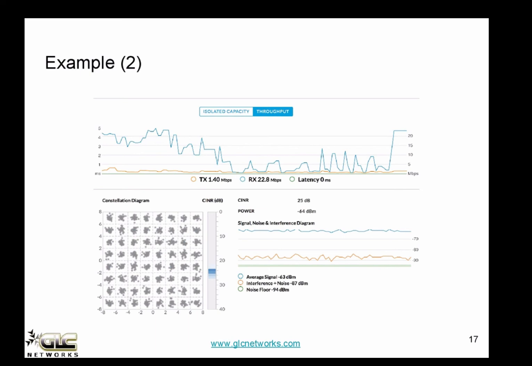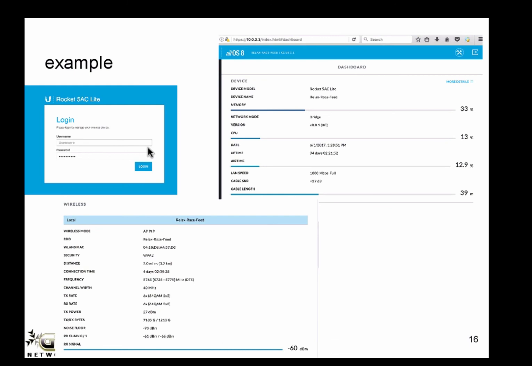Yeah, it is possible. And in this case, they have to use 802.11. So here it is possible. The one that I'm using here supports 802.11. So I will use this one, Rocket 5AC Lite, as an access point, and then on the clients, you can use MikroTik. Or vice versa, use MikroTik as the access point and Ubiquiti as the client.